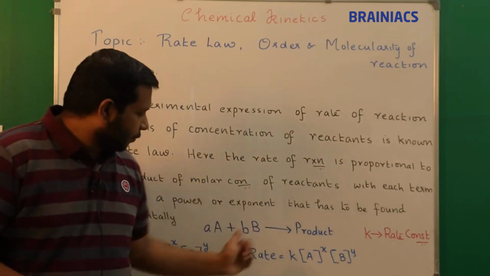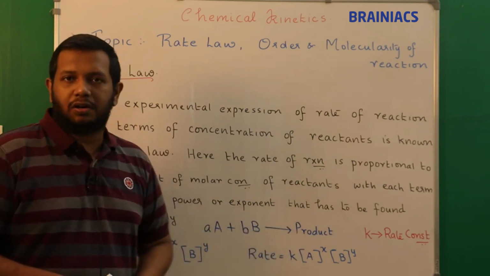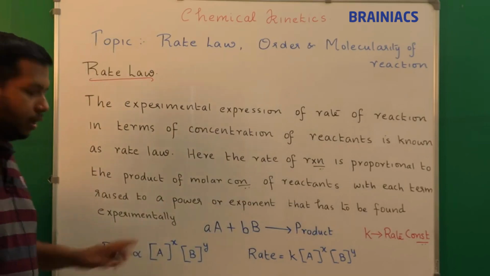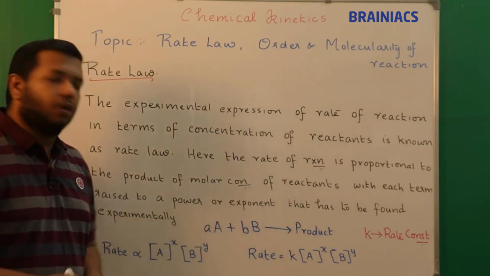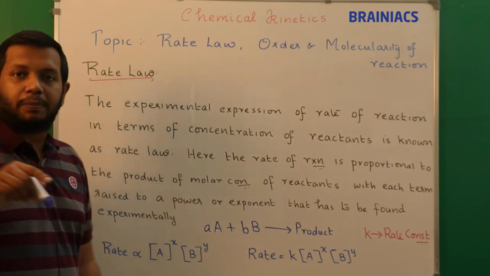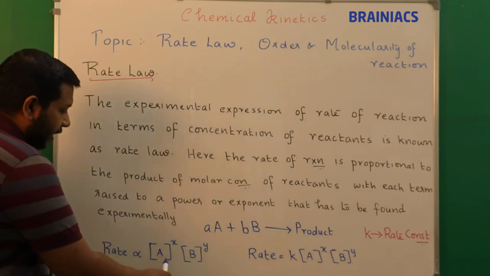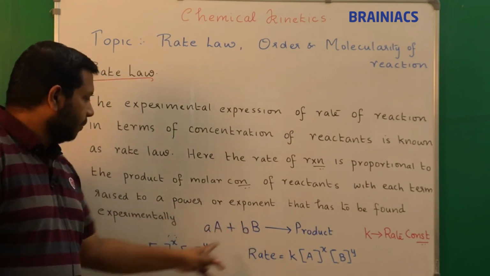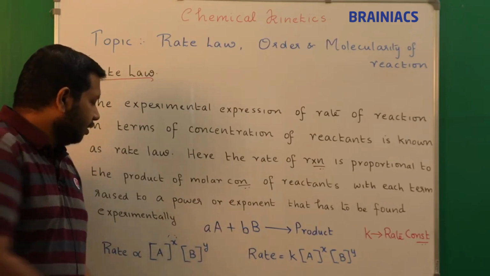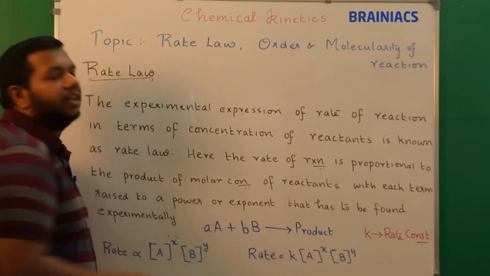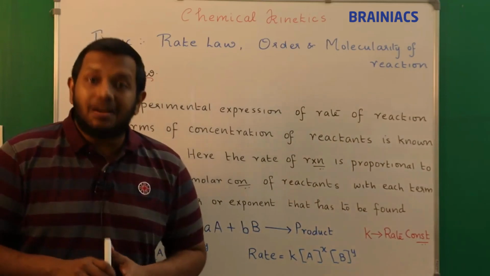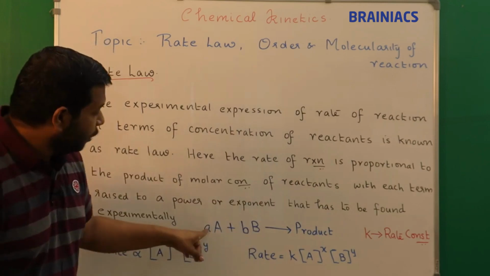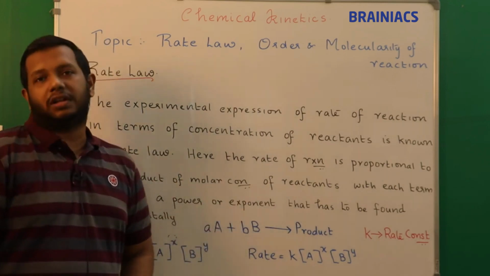If you have a reaction, for example A plus B giving you product, I can write the rate law as rate is proportional to concentration of A. How do you write concentration of A? You put it in square brackets, raised to some value X, and multiplied by concentration of B, in square brackets, raised to some term Y. The important thing here is that X and Y are experimentally determined values. It is not the stoichiometric value of A and B. That is very important here.